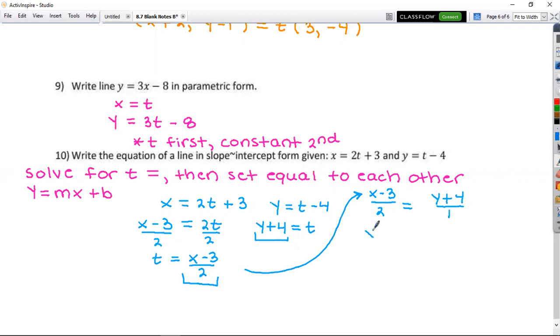So I have x minus 3 is equal to, distribute, 2y plus 8. And then we're going to solve it for y equals. So to solve for y equals, you want to subtract your 8 over. So I get x minus 11 equal to 2y. And then divide it by 2. I think I'm going to just leave it like that. So y is equal to, there's no need to break it up, x minus 11 all over 2.